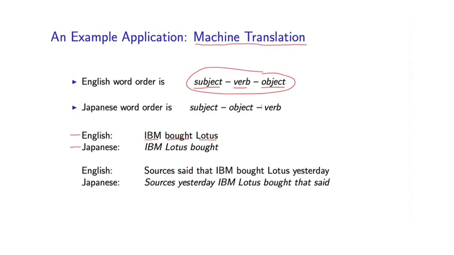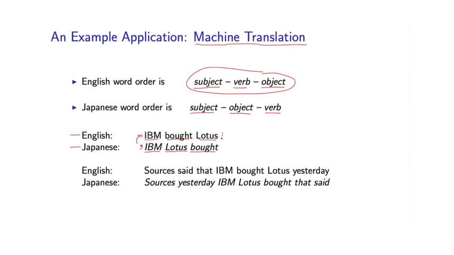On the other hand, if we look at Japanese, it is actually predominantly subject, object, verb. And so this particular sentence would be IBM Lotus bought. Here I have a paraphrase of the Japanese. This is the word order that we would see. If you're going to build a machine translation system, you need to worry about the differences in word order and obviously take the Japanese as input and not only translate each word, but also move those words so that they're in the correct order in English.